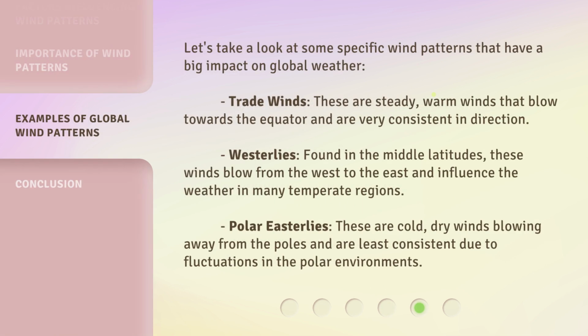Let's take a look at some specific wind patterns that have a big impact on global weather. Trade winds. These are steady, warm winds that blow towards the equator and are very consistent in direction. Westerlies. Found in the middle latitudes. These winds blow from the west to the east and influence the weather in many temperate regions. Polar easterlies. These are cold, dry winds blowing away from the poles and are least consistent due to fluctuations in the polar environments.